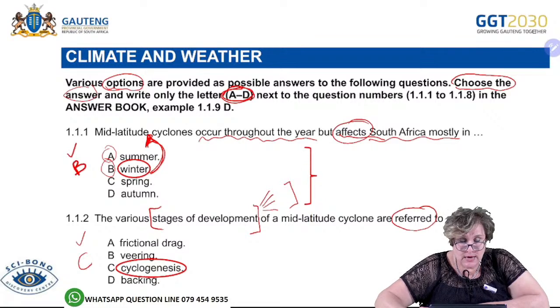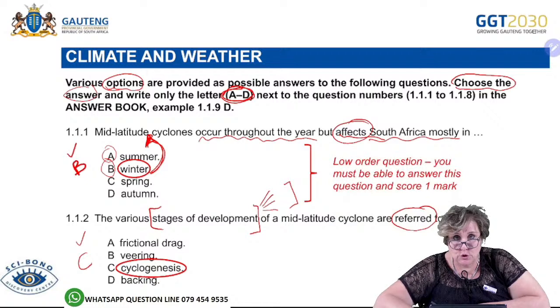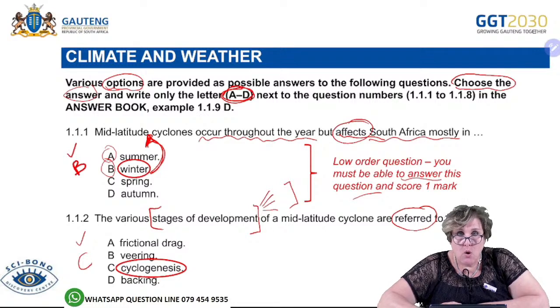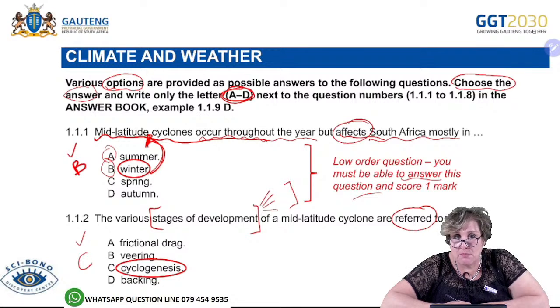Now, what I want to show you here is with question 1. Question 1 is a low order question. That means it's an easy question. Easy for you to score 1 mark. Why? You must be able to answer this question. One of the topics in the exam guidelines is asking you to know which time of the year it occurs. Now remember, the catch is that mid-latitude cyclones develop right through the year, but they only affect South Africa's weather in winter. We'll see later why. So for 1.1.1, all of you must have the correct answer of B.